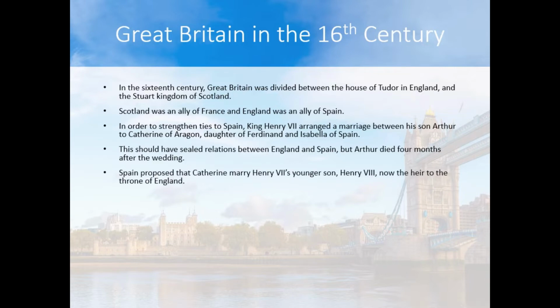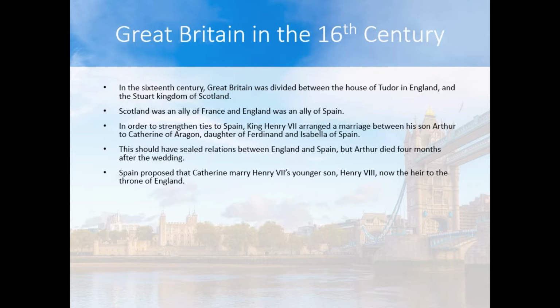Spain proposed that Catherine marry Henry VII's younger son, Henry VIII, who now is going to be the heir to the throne of England. So he's kind of the next man up. Now, he's a lot younger. He's not ready to be married yet, but they can wait until he's ready. That leaves Catherine back in the same position she was in before. She's going to be the queen, and it strengthens those ties between England and Spain.